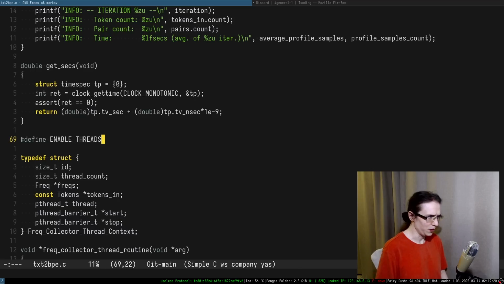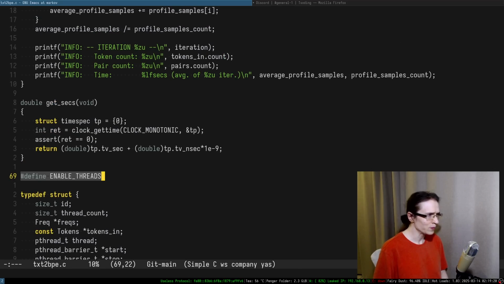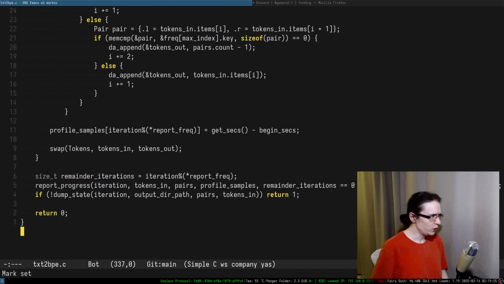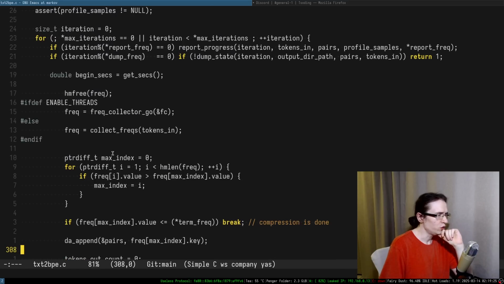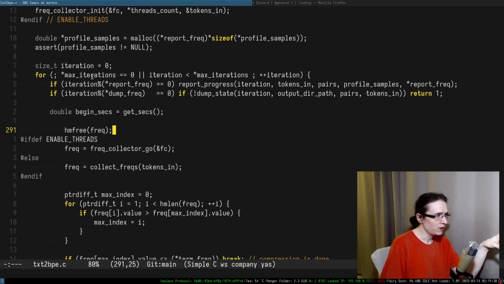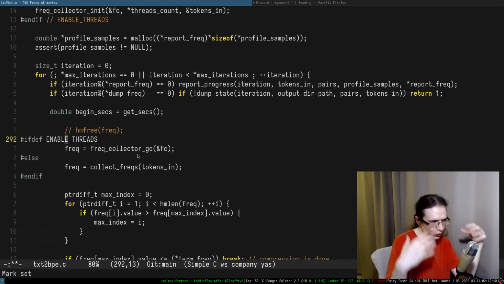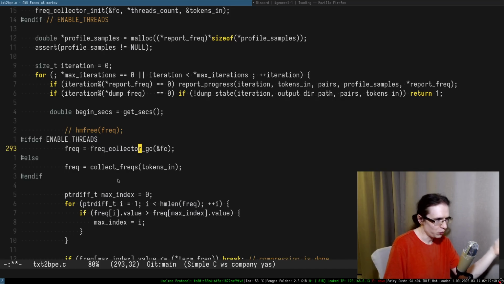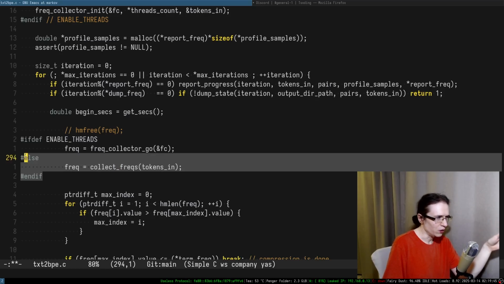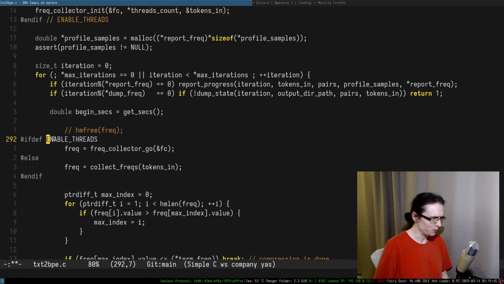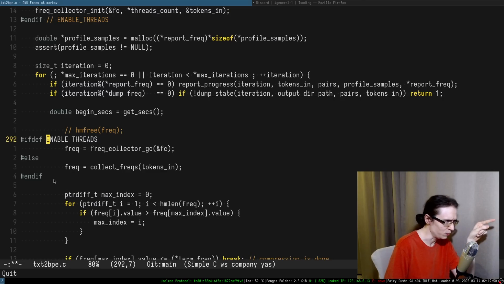So txt to bp. All right, so let's disable the threading. I'm not really sure if it's important to disable the threading or not. Okay, so here's the single iteration. Within the single iteration, first of all, we free the hash table. We don't have to free the hash table, right? Then depending on whether the threading is enabled or not, we're collecting the frequencies of the pairs either in a multi-threaded mode or in a single-threaded mode. It doesn't really matter which one is enabled in here. So we disabled this thing, so we're going to be using a single-threaded mode.